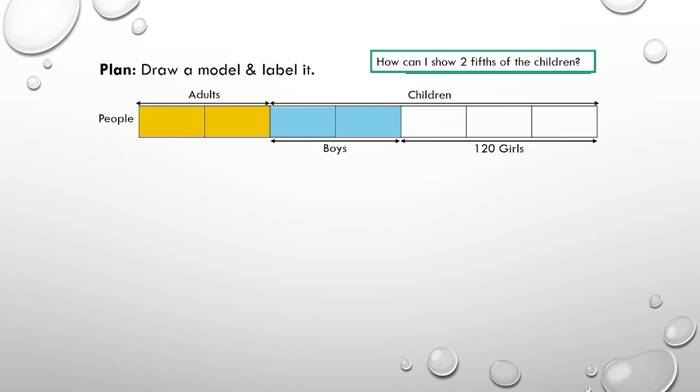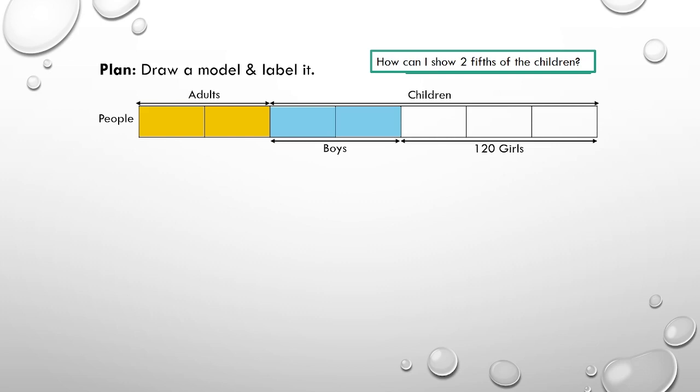So ibig sabihin yung 2/5 na yan, yung dalawang units na yan, also represent the number of boys. And the remaining three units, in this case, visually sa mga nakakakita, they can see that these three remaining units represent the number of, not children, but the number of girls.